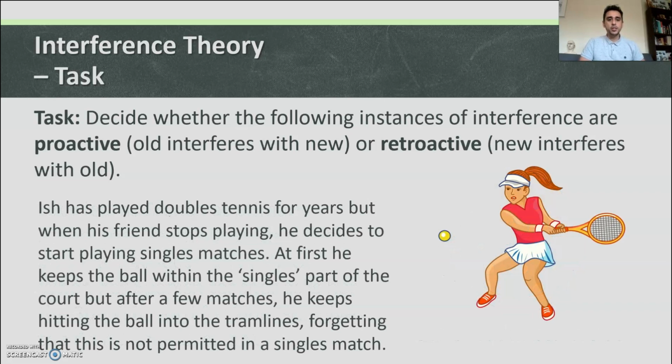Ish has played doubles tennis for years, but when his friend stops playing, he decides to start playing singles matches. At first, he keeps the ball within the singles part of the court, but after a few matches, he keeps hitting the ball into the tram lines, forgetting that this is not permitted in a singles match. Proactive or retroactive? That is proactive interference.